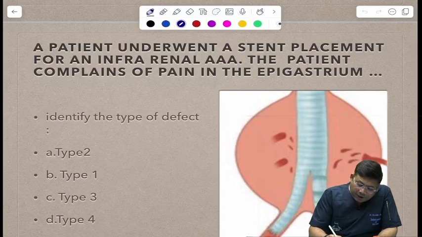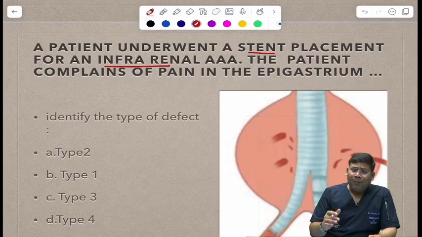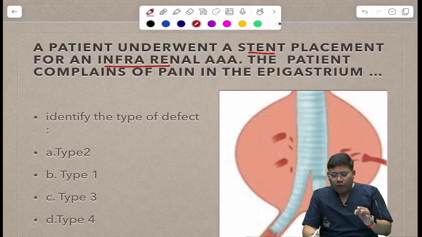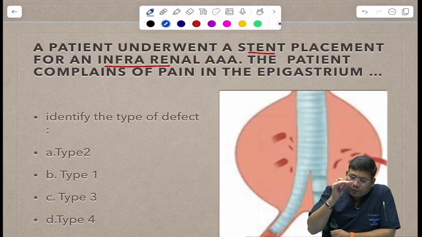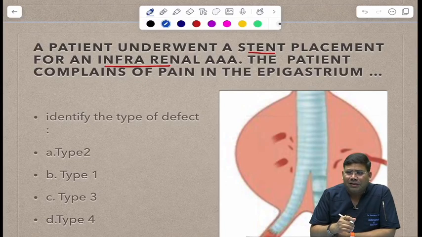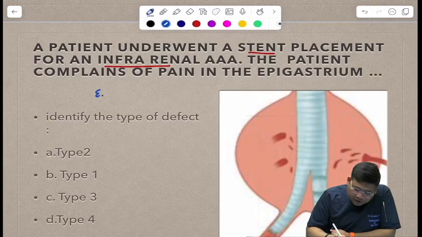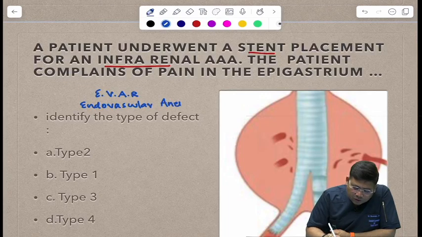So a patient underwent a stent placement for infrarenal AAA. First of all, when you go for stent placement for an aortic aneurysm, what is it known as? This procedure is known as EVAR. What is EVAR? Endovascular aneurysmal repair.